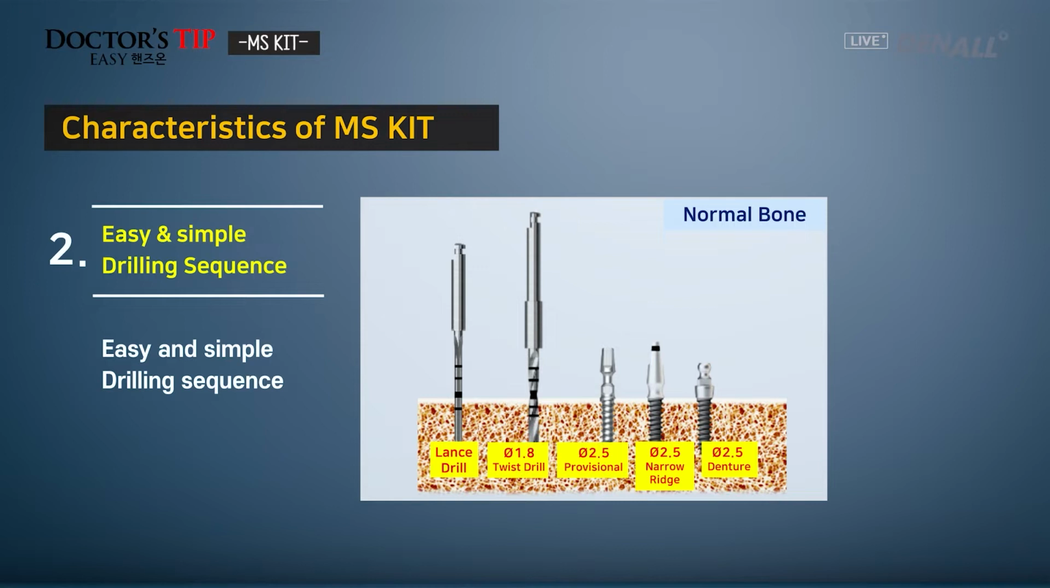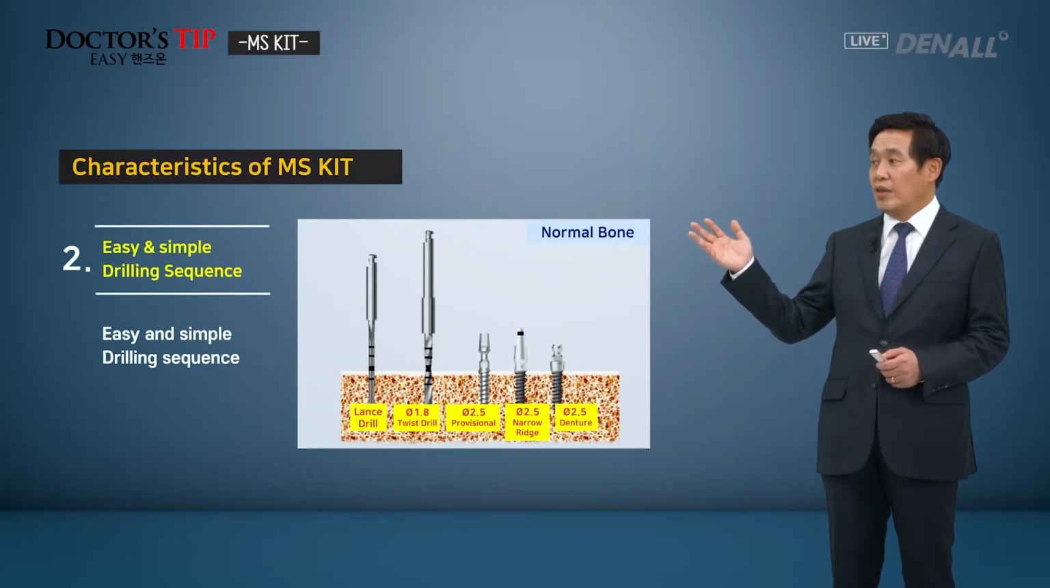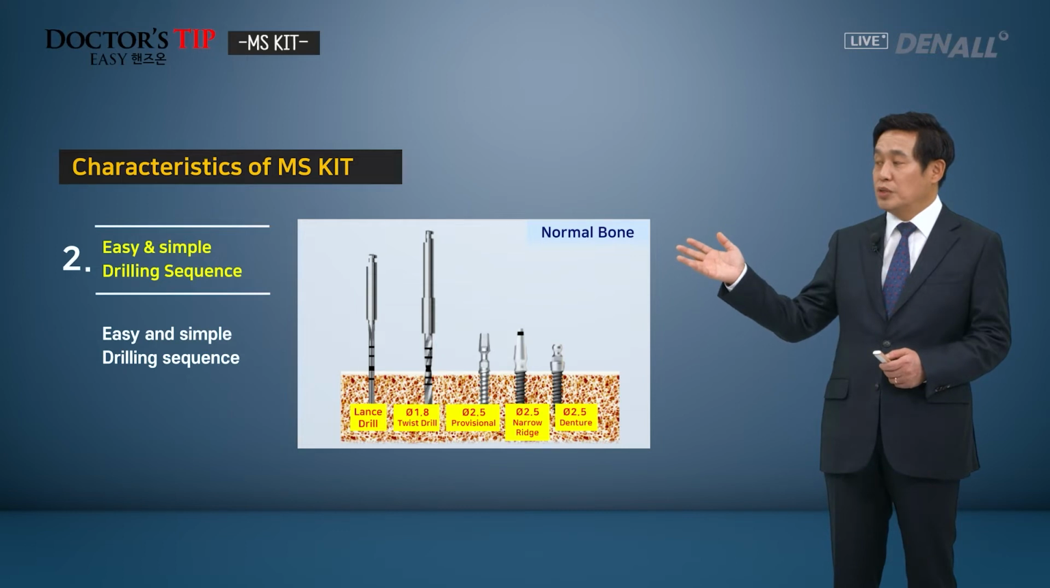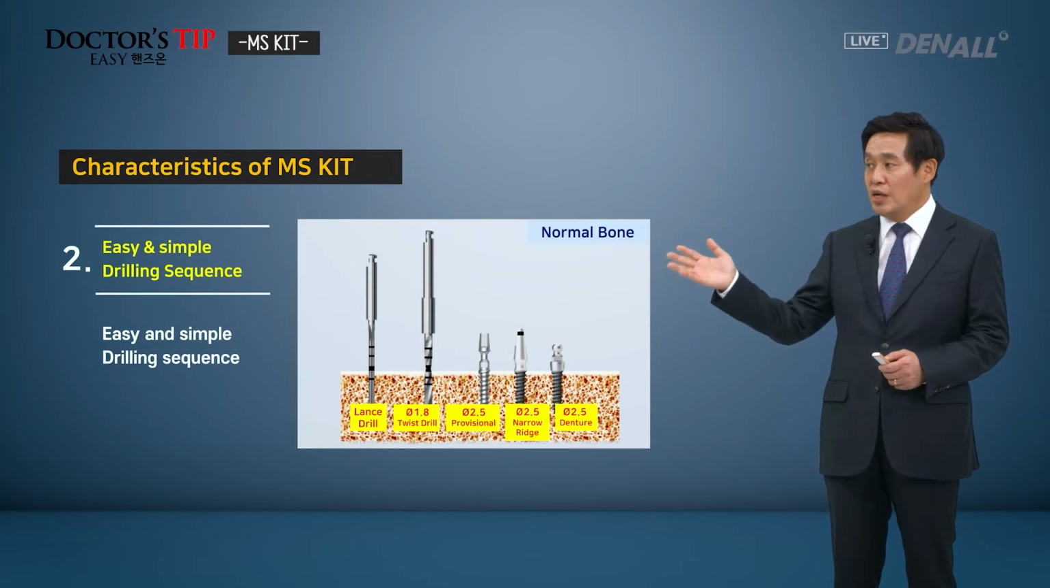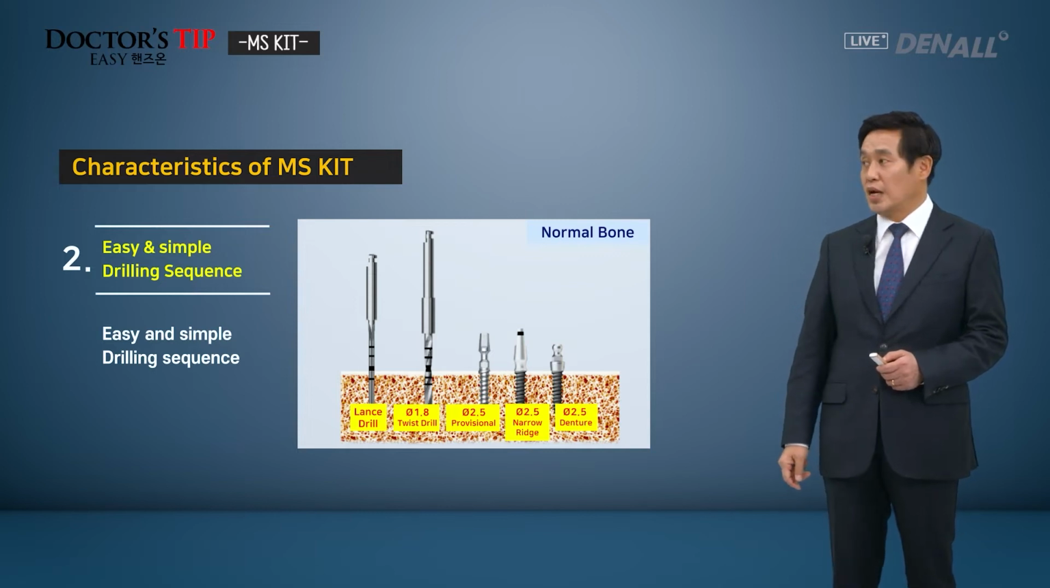Another characteristic of this kit is that it allows for an easy and simple drilling sequence. For example, 2.5 narrow ridge or other. If you put in the MS fixture, you mark with the lens drill and then drill with the twist drill, and with two drills you can put in the fixture, so it has an easy and simple sequence.